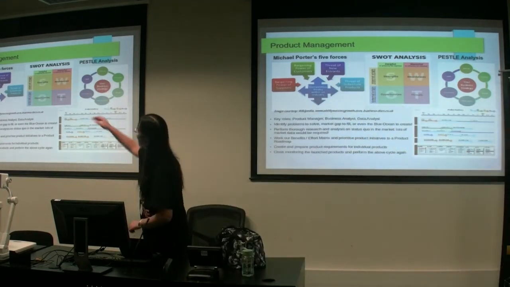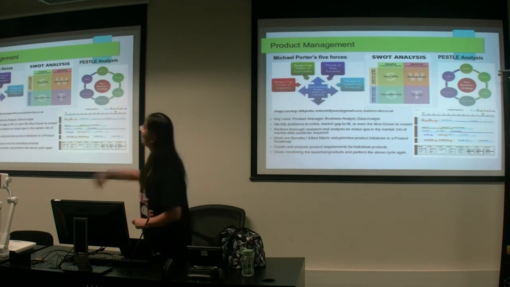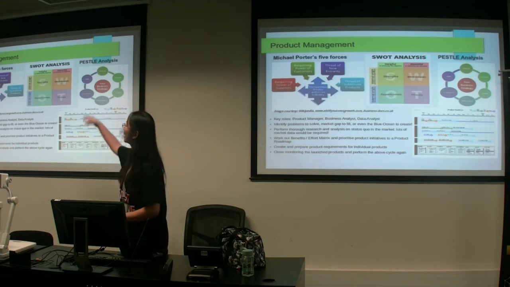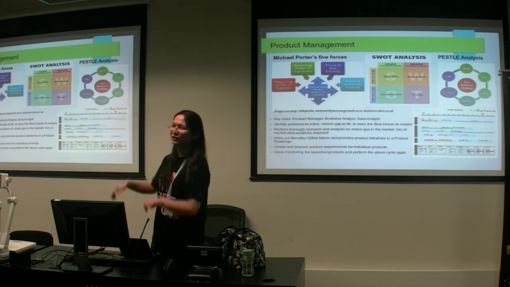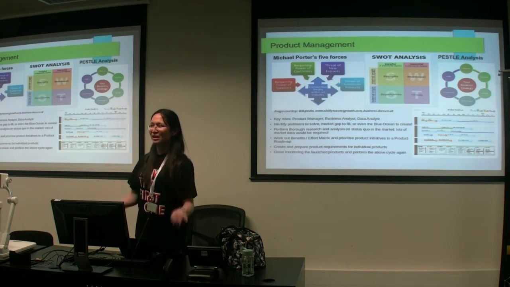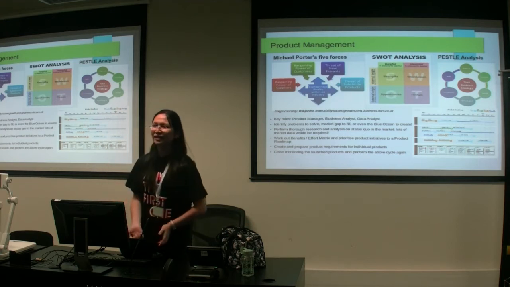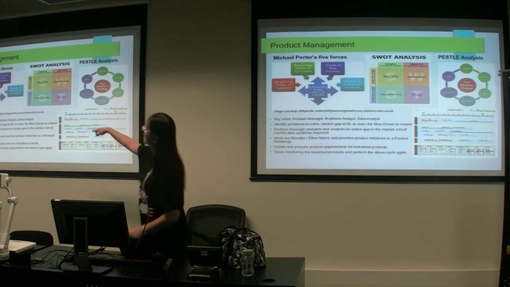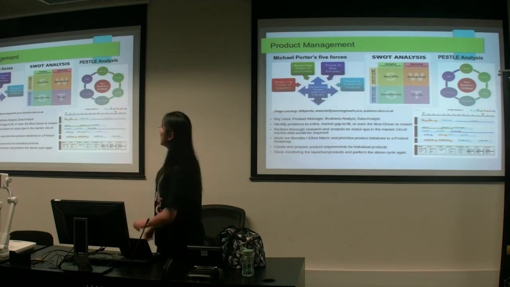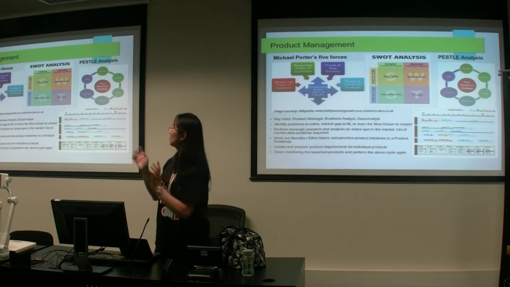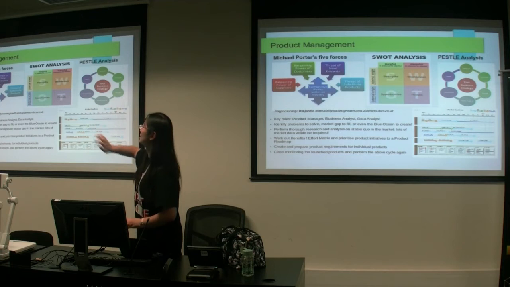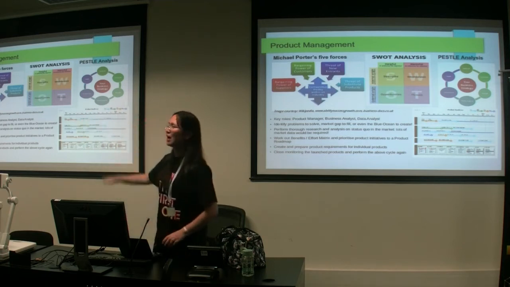So there are a few models or tools that product managers usually use, like Porter's Five Forces, to analyze the market and see whether what you're trying to do is competitive in your market. A SWOT analysis, SWOT means strengths, weaknesses, opportunities, and threats. These are very basic aspects that you need to cover: what strengths your product will have, what the weaknesses are, and what the opportunities and threats are in the market.